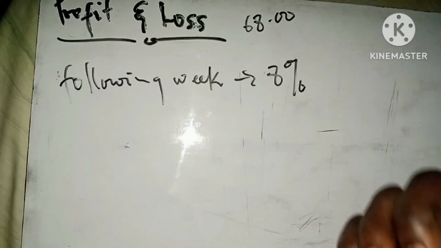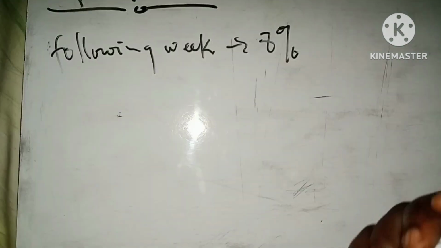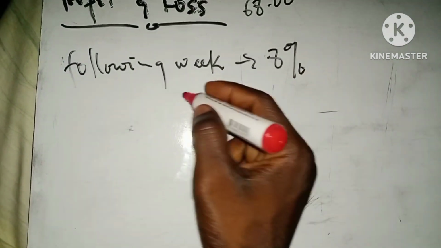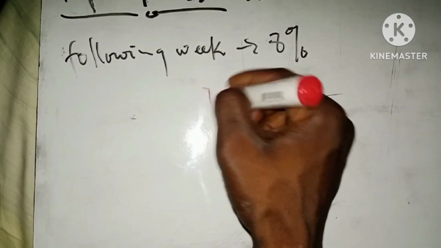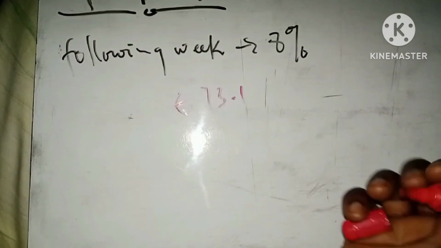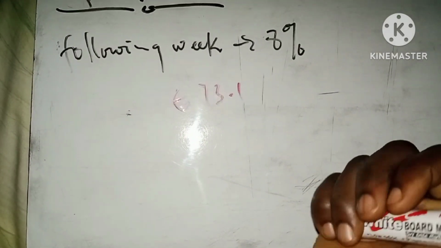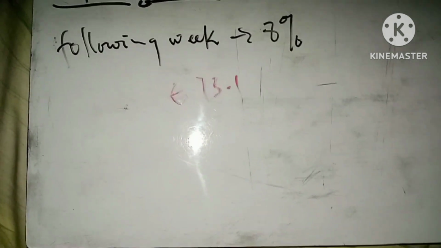Now the question says, by what percentage are you going to increase your selling price? We know that the selling price, you sold it at 73.1 pounds, right? So this is the amount that you sold it at. Is that okay? Now by what percent are you going to increase your selling price in order to make that same profit? What was the profit that you made?